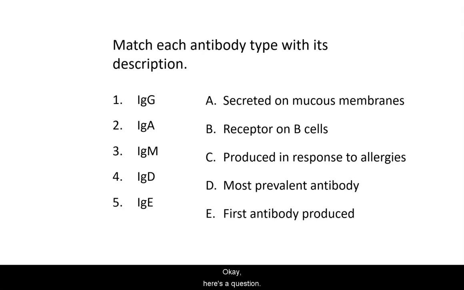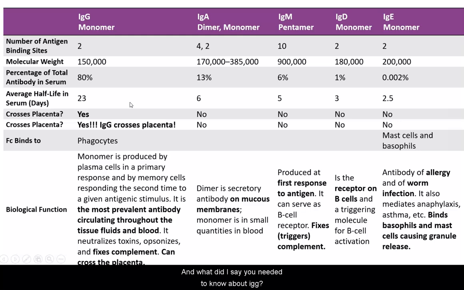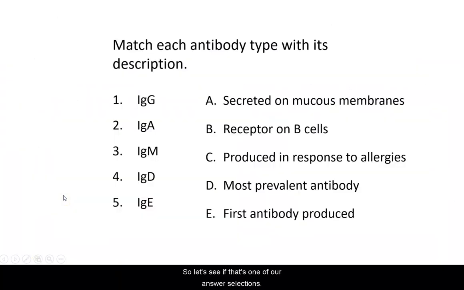Okay, here's a question. Match each antibody type with its description. So let's start here with IgG. And what did I say you needed to know about IgG? Well, I want you to know it's the most prevalent antibody that circulates. Let's see if that's one of our answer selections. Here is D. So IgG is the most prevalent antibody.